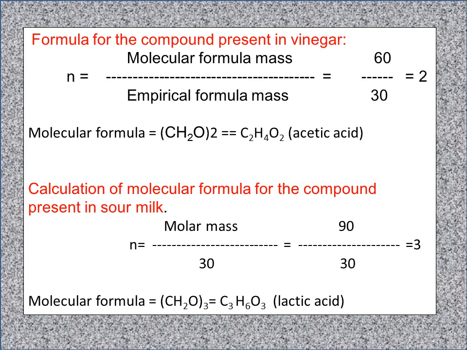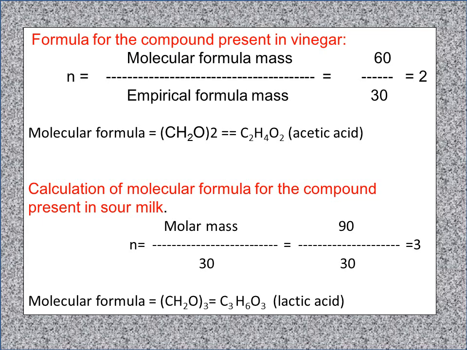First we'll calculate the formula for the compound present in vinegar. N value is nothing but molecular formula mass by empirical formula mass. Already they have given you that the molecular mass for the compound present in vinegar is 60. Already we calculated the empirical formula mass as 30. So 60 by 30 will be equal to 2. Molecular formula will be equal to empirical formula into N. Here the empirical formula is CH2O, N value is 2. So CH2O into 2 is C2H4O2, which is nothing but acetic acid.